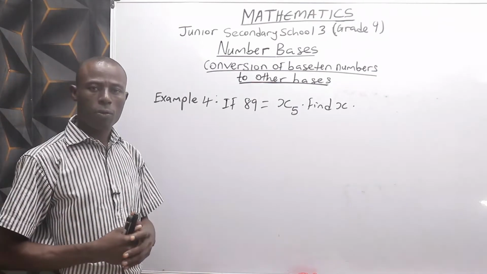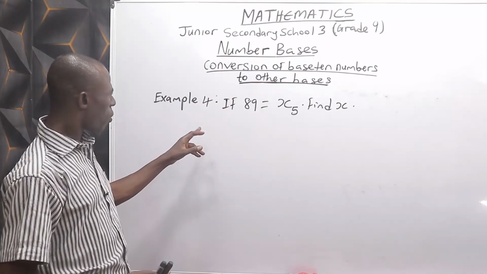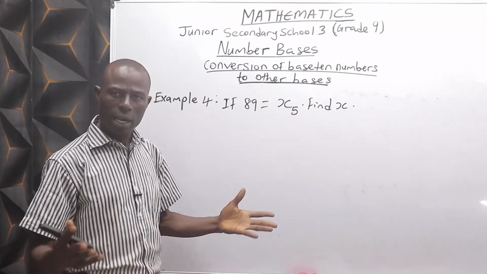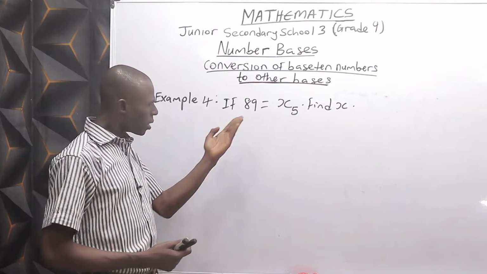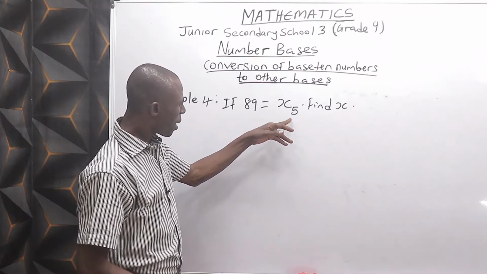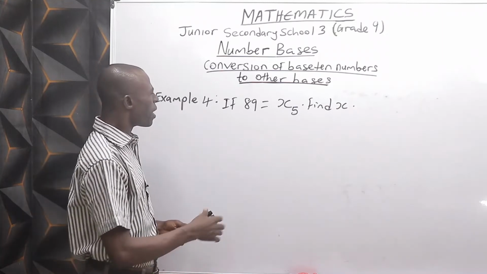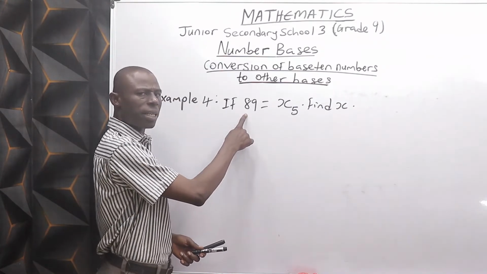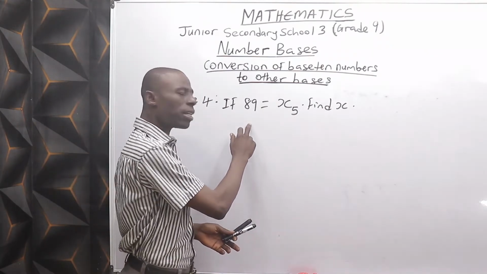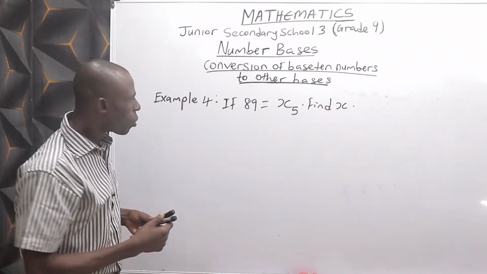Let's consider this example 4, which is going to be the last example under this subheading. Example 4. If 89 is equal to x base 5, find x. What does this question mean? What is the interpretation of this? 89 is in base 10. The unknown number is in base 5. And they are equated to each other. What does that mean? It means if 89 base 10 is converted to base 5, what's the number? That's the question.